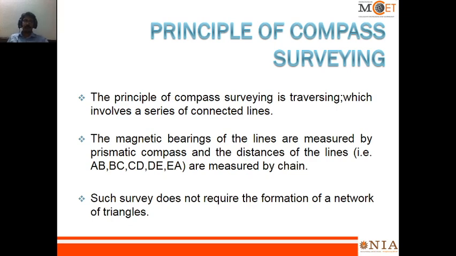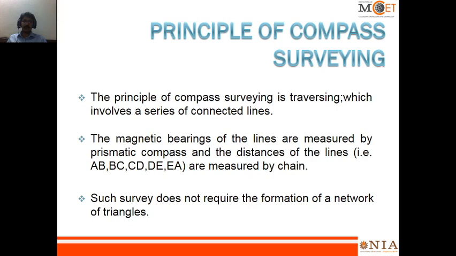The principle of compass surveying is traversing. We already know what traveling is: going from one point to another point. But here the word traversing means carrying the proper instrument in our travel such that we can measure the required things. That is called traversing. So here we are going to carry the compass and its accessories, which involves a series of connected lines, right? That is the main principle of surveying.